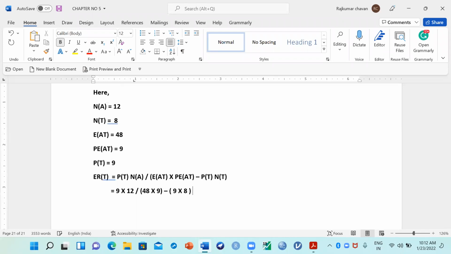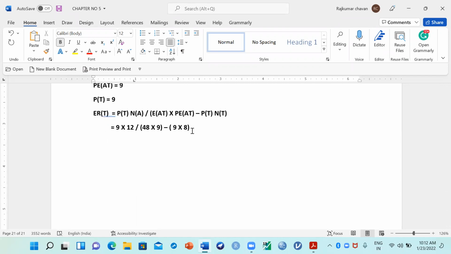So now let us calculate the exchange ratio for case 2. How much will it be? Just tell me one by one. First it will be 108 divided by 48 into 9, then minus 48 into 9 minus 9 into 8. So 48 into 9 is how much here? What is the value? 432. Minus 8 into 9 is how much? 72. So now just divide. 108 divided by 432 minus 72 is how much? What is the value you are getting here? 360. So 108 divided by 360 is what value?